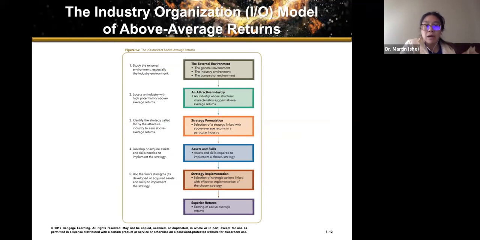So the IO model of above average returns, and you might have seen this in your organizational behavior class. You want to study the external environment and pay close attention to the industry. One way to look at the industry is through Mintel reports. You can access those through public libraries. You need to locate an industry with high potential for above average returns, and you need to identify the strategy called for by the attractive industry to earn above average returns, and develop or acquire the skills needed to implement your strategy and make use of the firm's strengths in order to take advantage of your opportunities and supply above average returns.